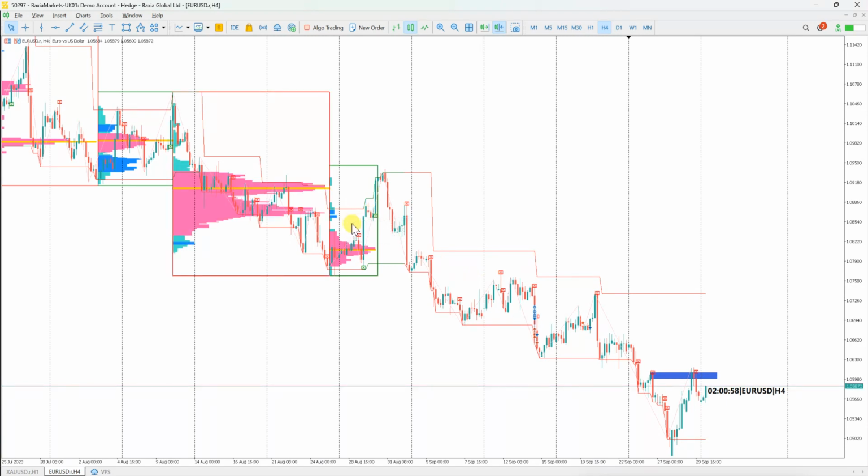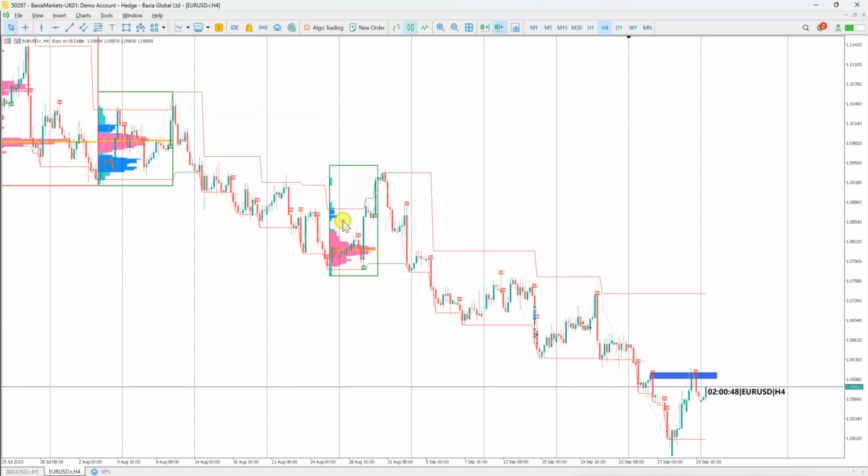Okay, here I clicked on the red channel, right? In the red channel area, it will plot the swing volume profile from swing high to swing low. I can disable it. If I click inside the green channel, it will plot the swing volume profile from swing low to swing high.